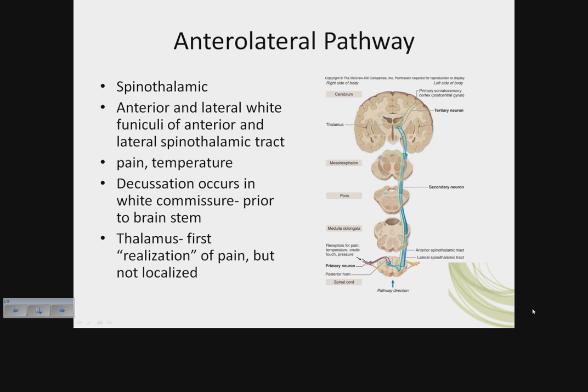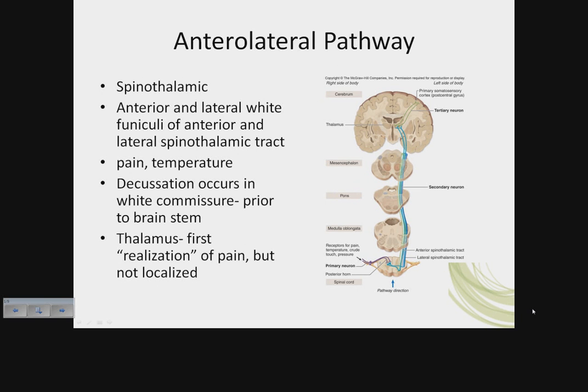If you look very carefully down at the bottom of the picture, you'll notice that we're having crossing over, decussation, at the level of the spinal cord. It's not up in the medulla like we saw in the posterior funiculus medial lemniscal pathway, which is for discriminative touch. So that's a big difference here. We're having crossover at the level of wherever the pain and temperature is being relayed from.